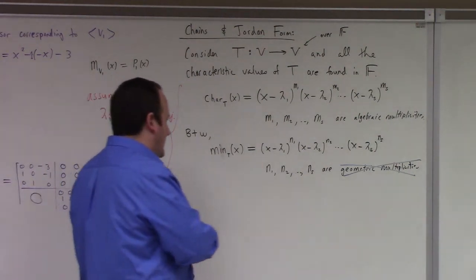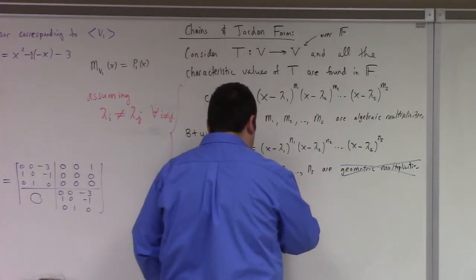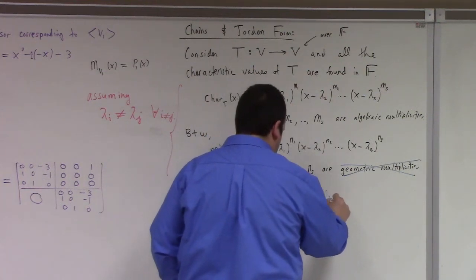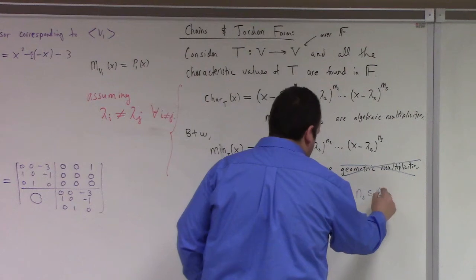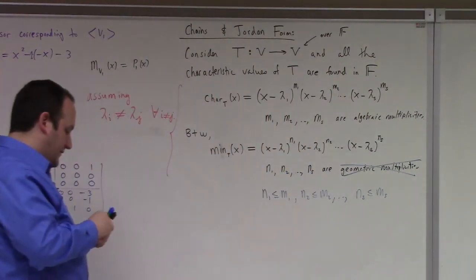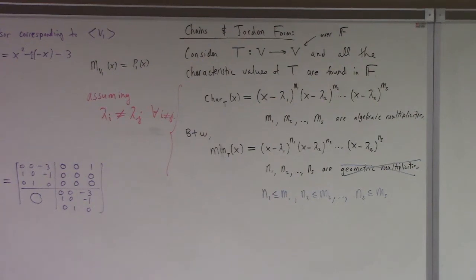I mean, this much I can say. I know that n1 has to be less than or equal to m1, and n2 has to be less than or equal to m2, and so forth. ns is less than or equal to ms, right? And I also know that if n1 is equal to 1, and n2 is equal to 1, if all the n's, whatever they're called, are 1, then we have diagonalizable. That was our theorem before. If the minimal polynomial is just a product of distinct, non-repeated linear factors, then it's diagonalizable. That was the theorem we proved.